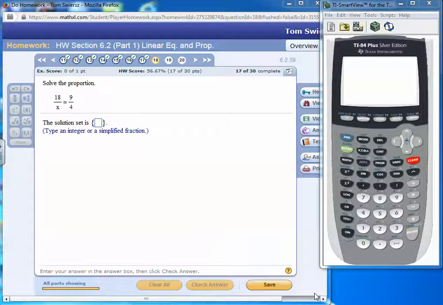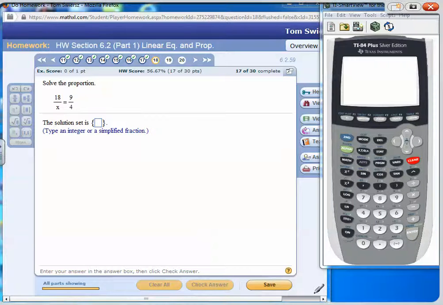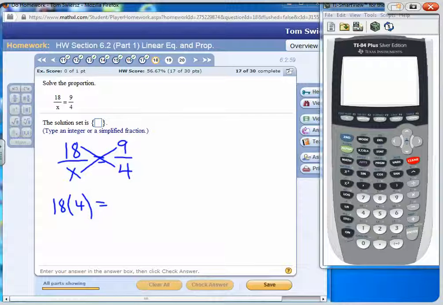Let's begin with homework exercise number 18 from section 6.2, part 1. We need to solve the following proportion. In solving proportions, we can use the fact that the cross products are equal, meaning the numerator of the first fraction times the denominator of the second fraction, in this case 18 times 4, is equal to the product of the denominator of the first fraction times the numerator of the second.